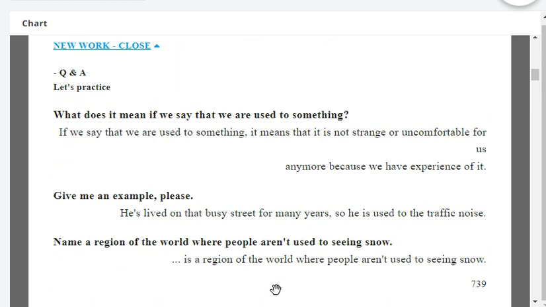Okay, let's practice. What does it mean if we say that we're used to something? If we say that we are used to something, it means that it is not strange or uncomfortable for us anymore because we have experience of it. Very good.